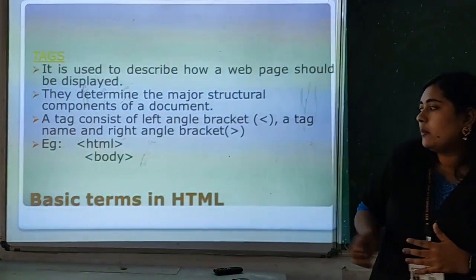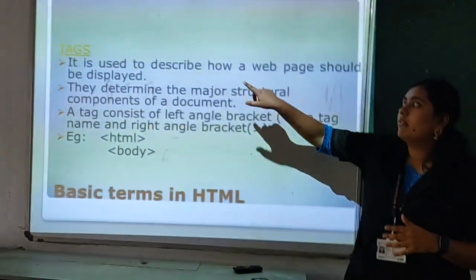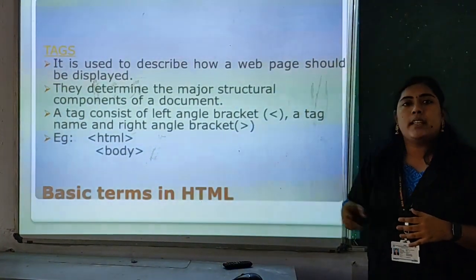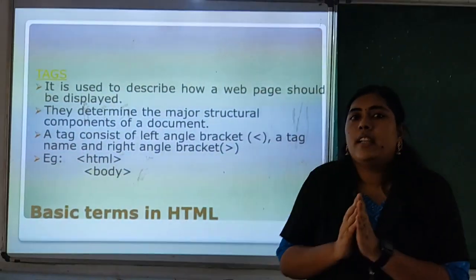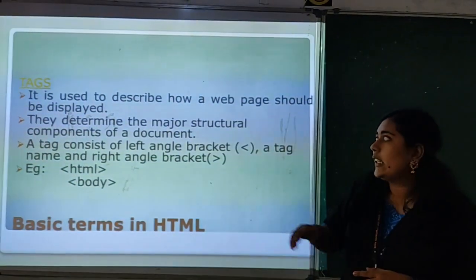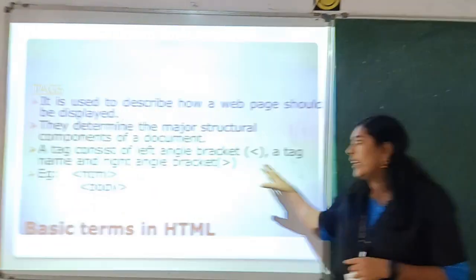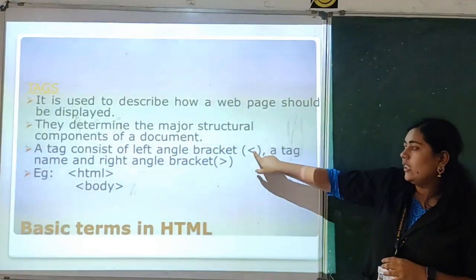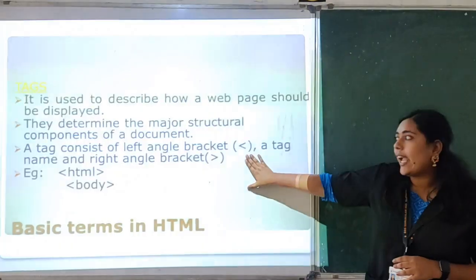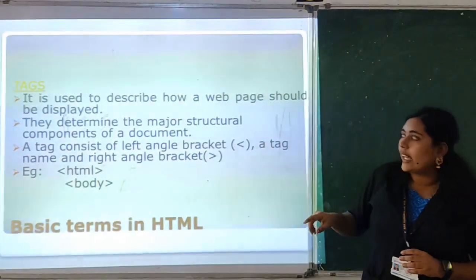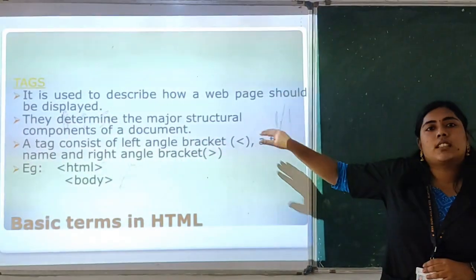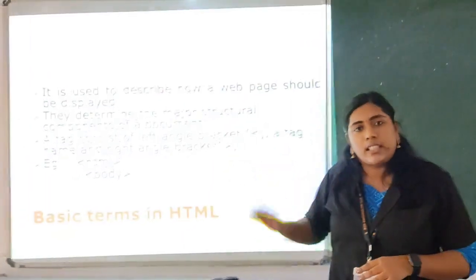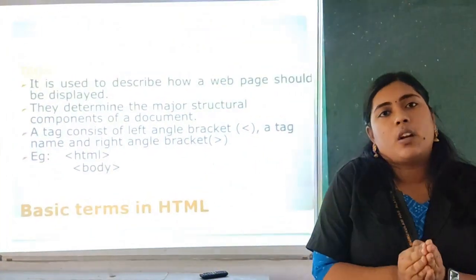Now children, let's learn some basic terms in HTML. See, the first one is tag. What is a tag? It is used to describe how a web page should be displayed. Everything that we need to be displayed on a web page must be given in a tag. It consists of an angle bracket. If I want to display something, I must give it inside the tag, and it will have an open and a closed tag. It's called an angle bracket, and together they are called a tag. It is a major structural component. That is, if we need to mention something, it has to be mentioned in the tag itself. Otherwise it will not be displayed.